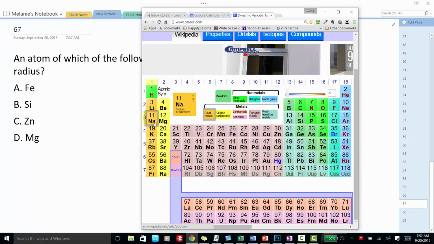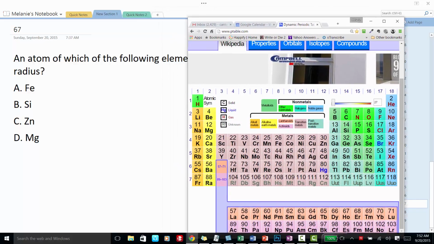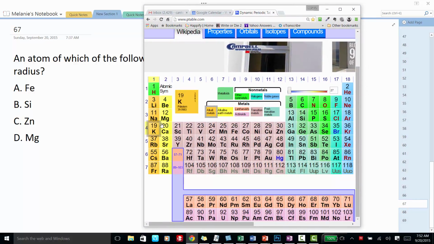So as we go down the periodic table, notice these numbers on the left, these are the periods. With each subsequent period, we're adding a shell of electrons so that the atom is getting larger. So as you go down the periodic table, the atomic radius increases. And here we're looking for the largest atomic radius. So if you notice, magnesium and silicon are in the third period, but iron and zinc are in the fourth period. So already iron and zinc are going to be larger because they have an additional shell of electrons than magnesium and silicon. So let's decide between iron and zinc.